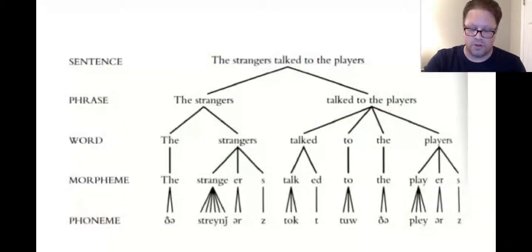Now words are formed by combining the various phonemes that are combined to form morphemes. Now phonemes, these are the basic sound units of a given language. So like the sound of ah compared to eh. The different languages are going to have different sets of phonemes.